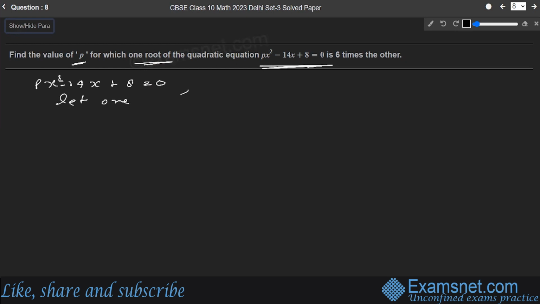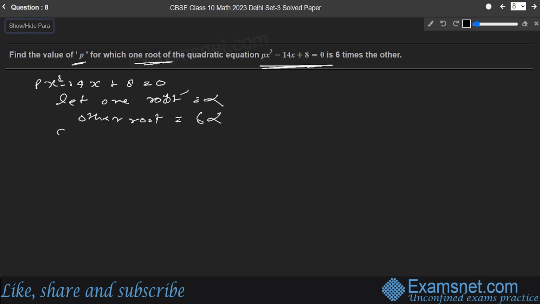Let us assume one root of this equation is alpha. So the other root, as they say, is nothing but 6 times the first root, which is going to be 6 alpha. So we're going to use this: the other root will be 6 alpha.